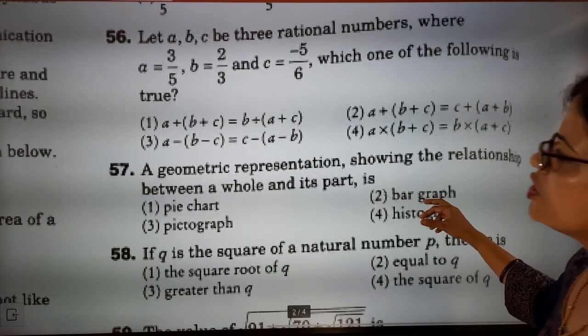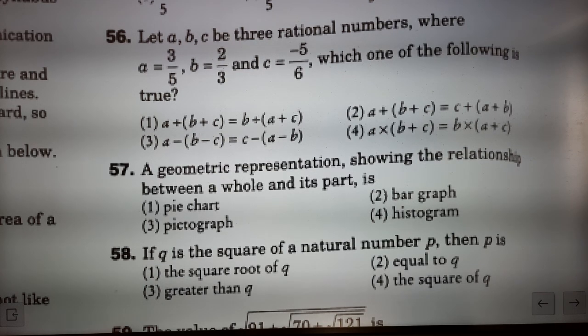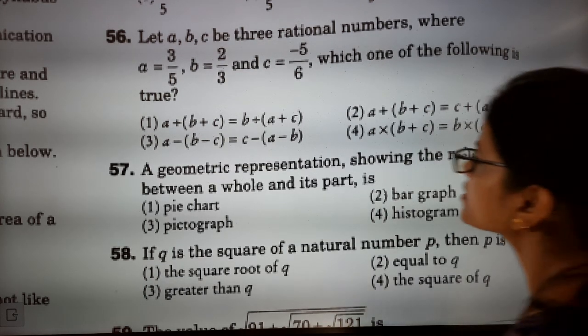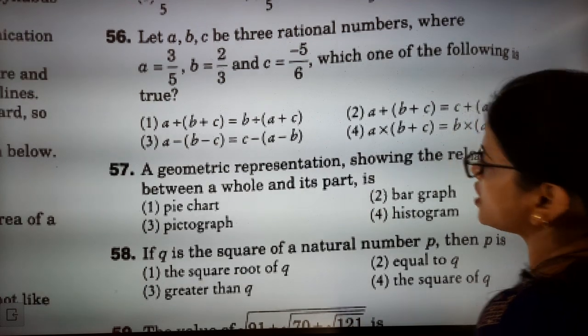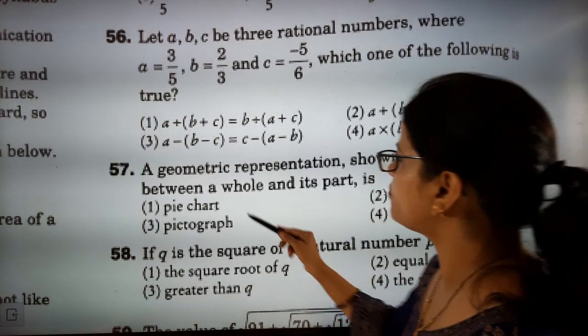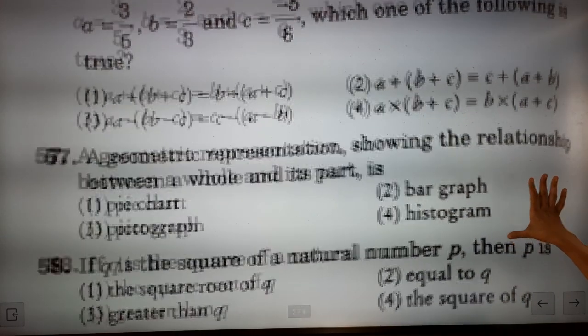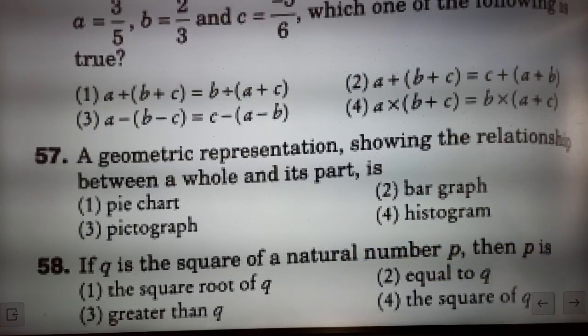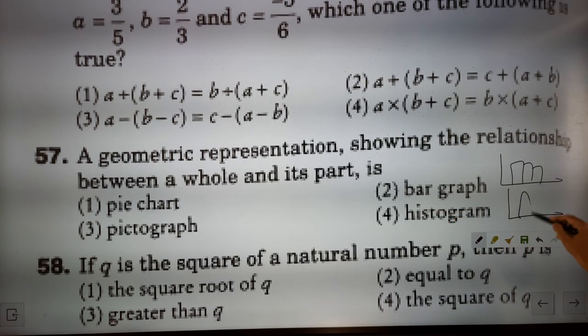Okay. Shall we go to the geometric representation showing the relationship between a whole number and its part: is it a pie chart, bar graph, pictograph or histogram? So there are different types of shapes. But when we are representing a geometric representation showing the relationship between whole and its part, the bar graph is not showing whole and its part. Bar graph will be like this, histogram will be more or less like this.